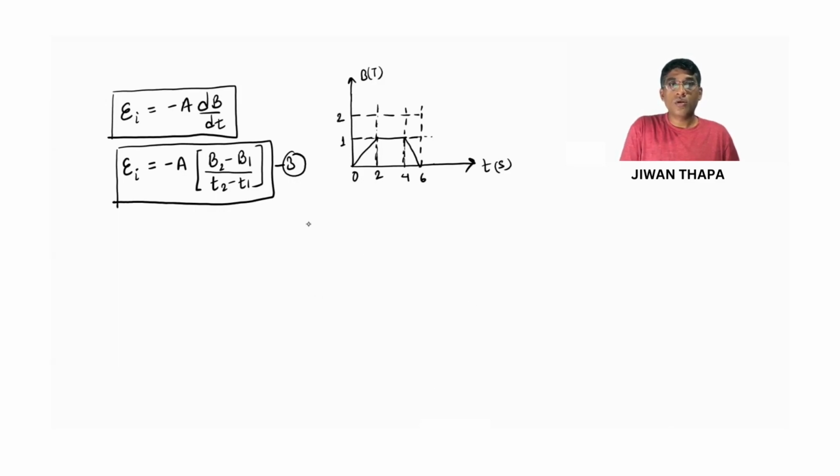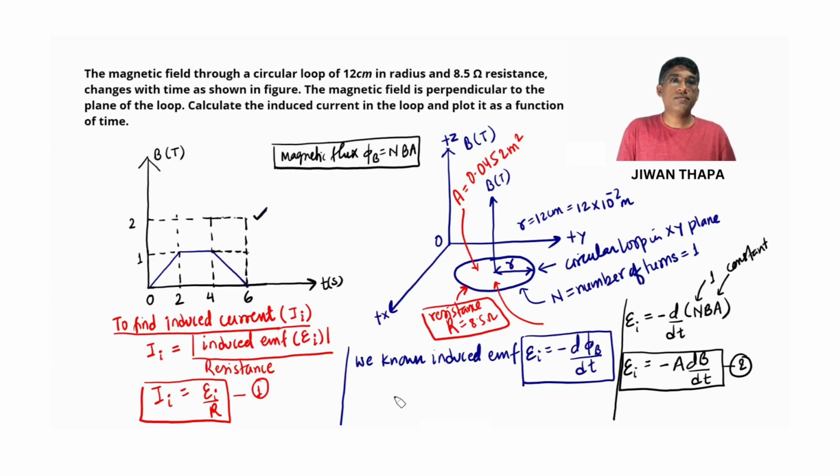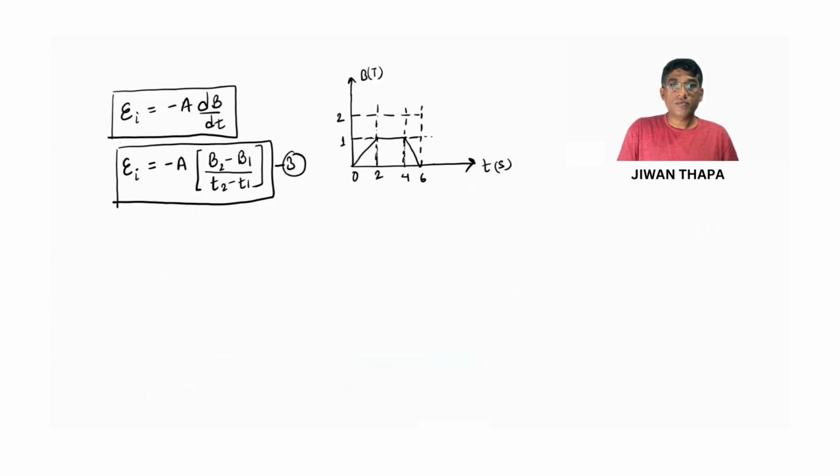This is 2. Okay, we have this. So we have this. Now, this is the graph, given from the question.